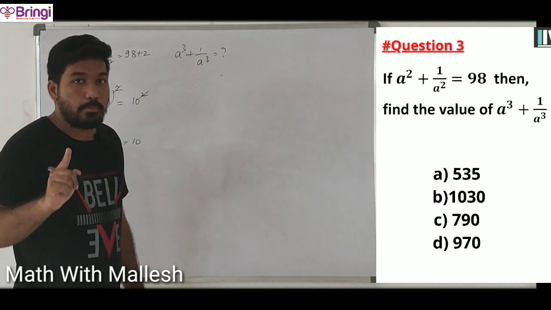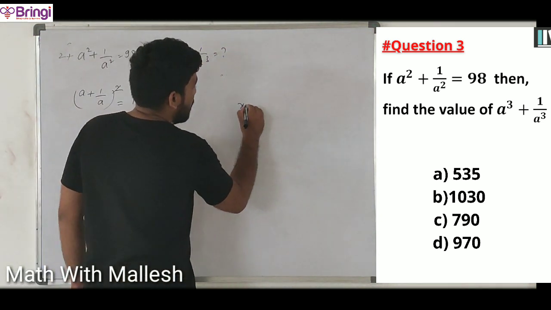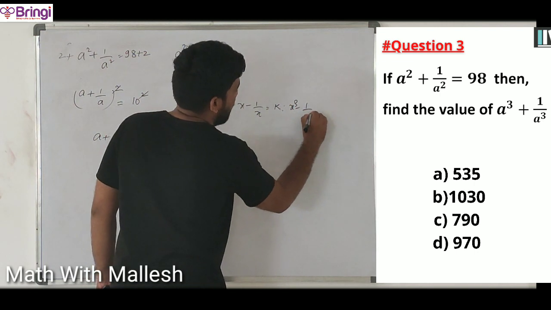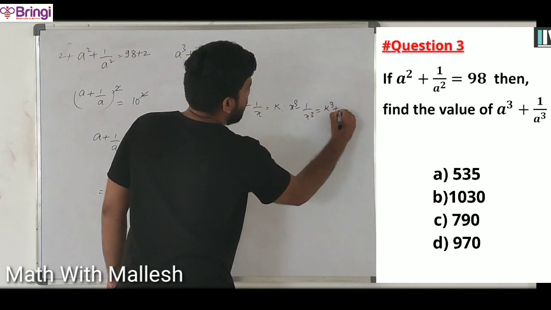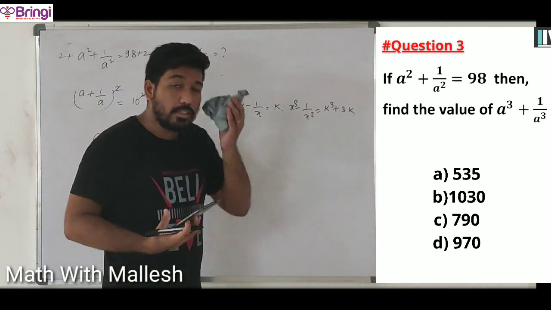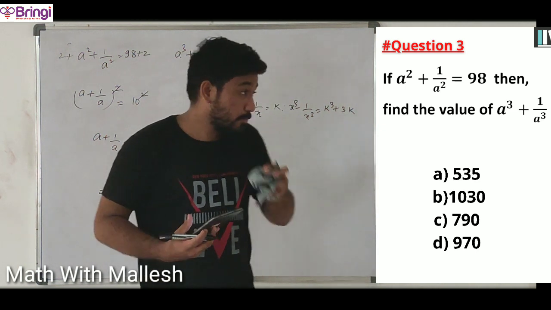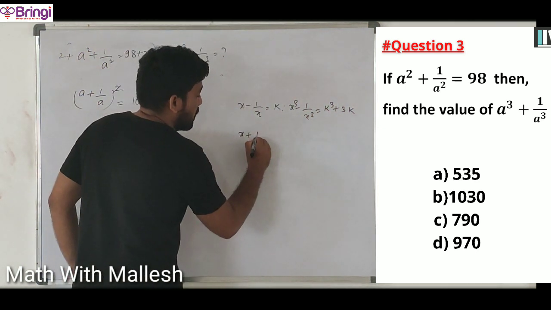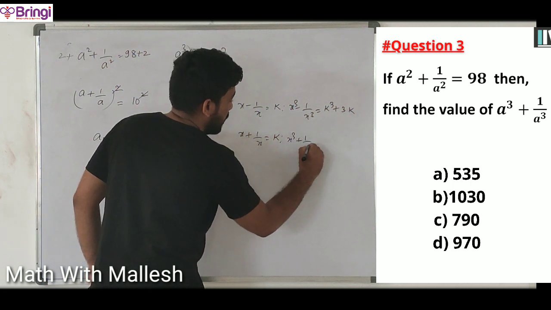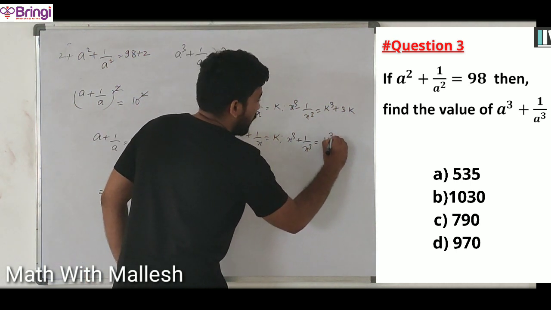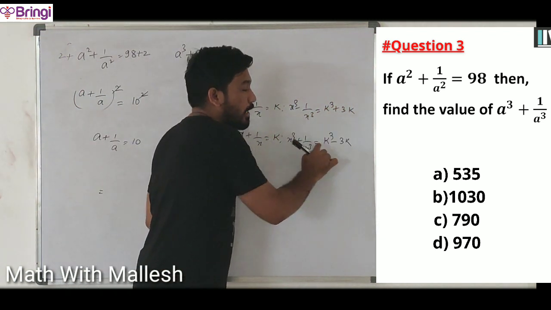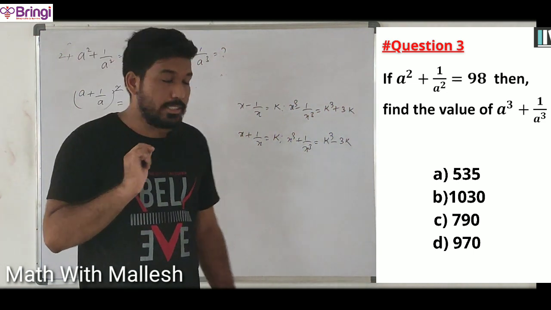I told you one more formula before: if x minus 1 by x is equal to k, then x cube minus 1 by x cube is equal to k cube plus 3 times k. Very, very important formula, you need to remember it in your brain. And next, if x plus 1 by x is equal to k, then x cube plus 1 by x cube is going to be k cube minus 3 times k. Simple, before it was k cube plus 3k, and now it is k cube minus 3k.